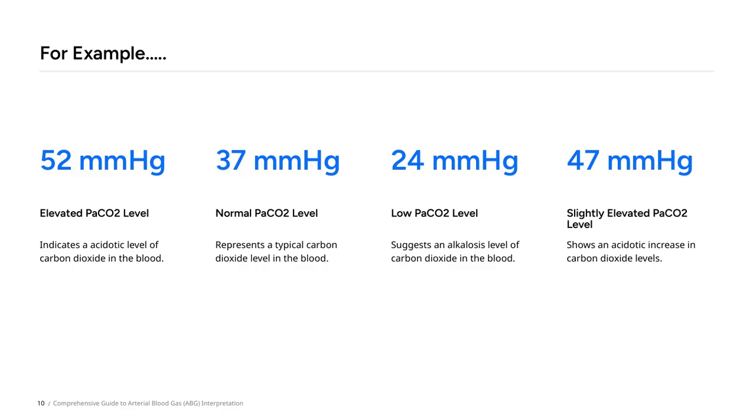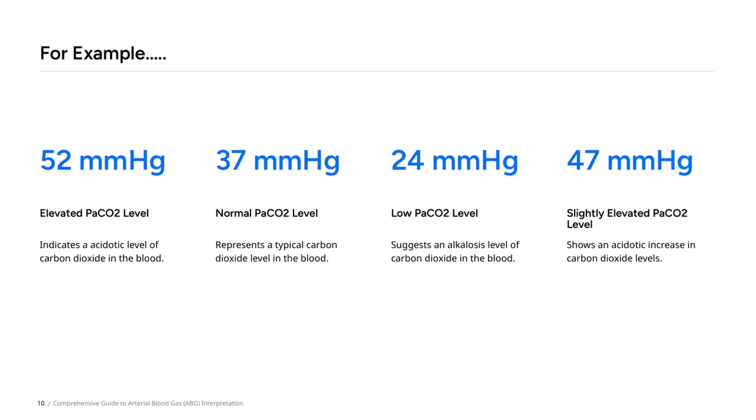On the other hand, a low PaCO2 level, such as 24 mmHg, points toward an alkalosis in the blood. This means there's less CO2 circulating, which could be a result of hyperventilation or other factors causing the blood to become more alkaline. A normal PaCO2 level, around 37 mmHg, reflects what we'd consider typical or healthy carbon dioxide levels in the blood.